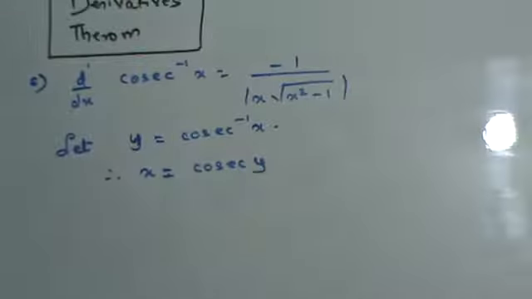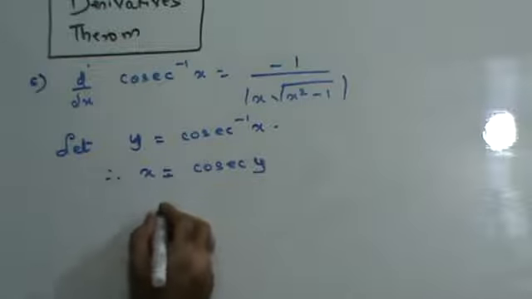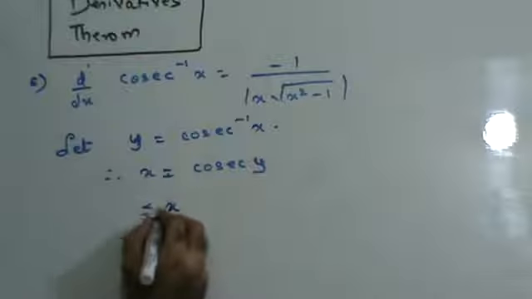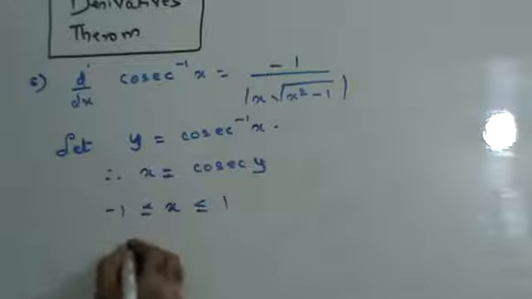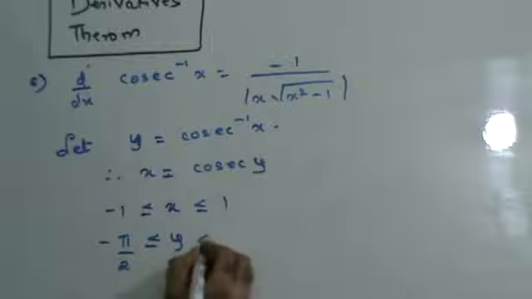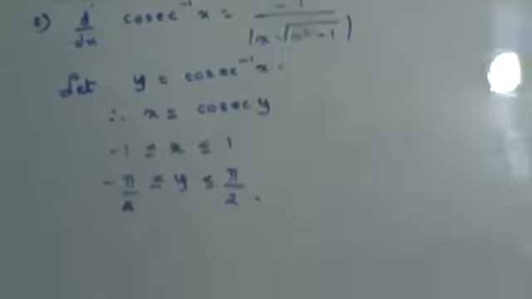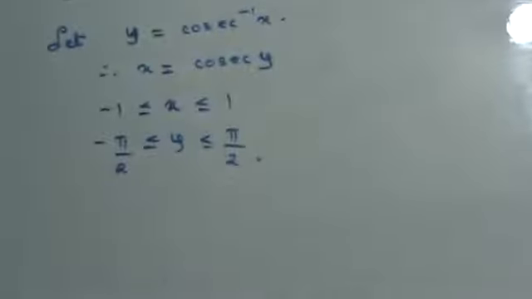Now, cosec function and sine function have the same limit. Therefore, I can say x is greater than 1 or less than minus 1, and y is greater than minus pi by 2 and less than pi by 2. Fine? Same function that you had, same value, same limits that you had for the sine function.